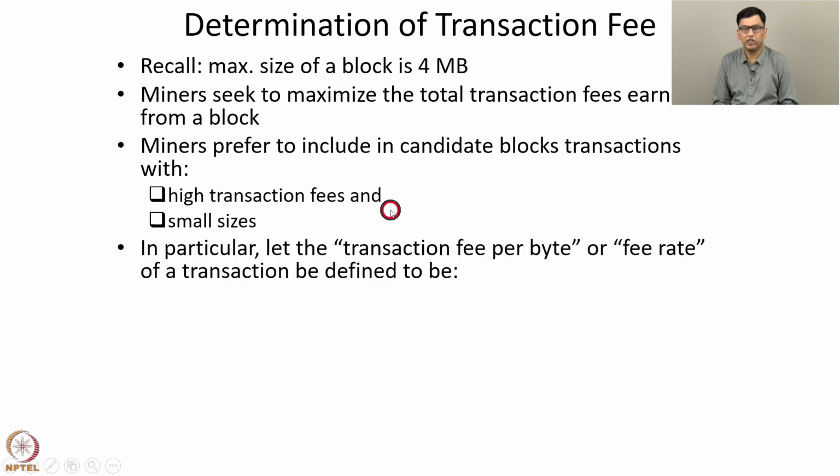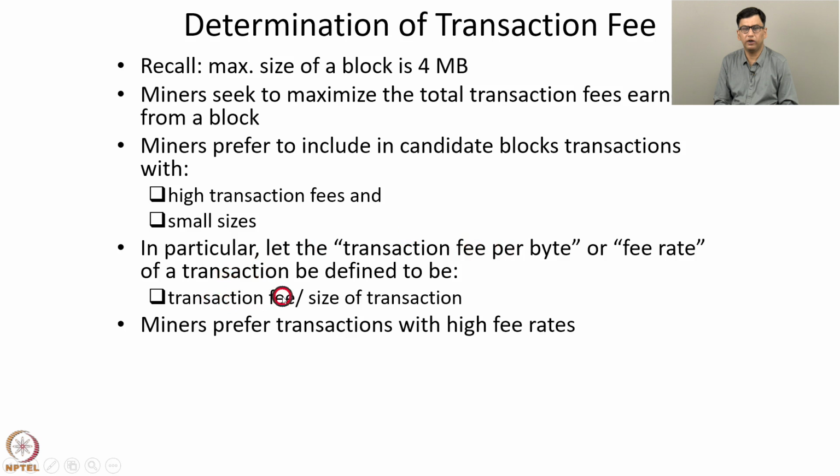In particular, let the transaction fee per byte or the fee rate of a transaction be defined to be the transaction fee divided by the size of the transaction. So this is the transaction fee per byte. Miners prefer transactions with high fee rates. So that is, per byte out of this 4 MB, they prefer transactions which maximize the transaction fees that they get. So they prefer transactions with high fee rates.